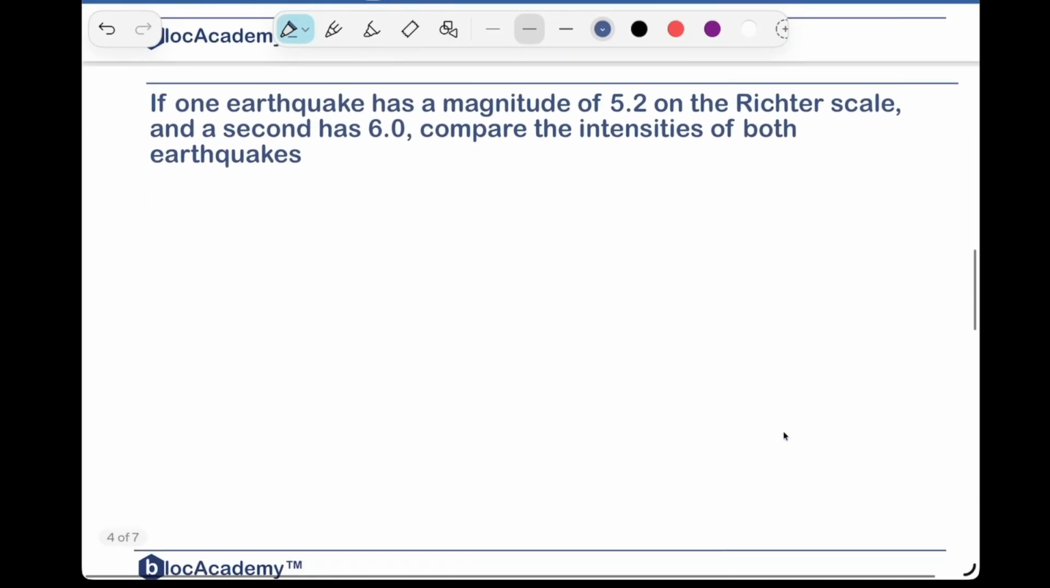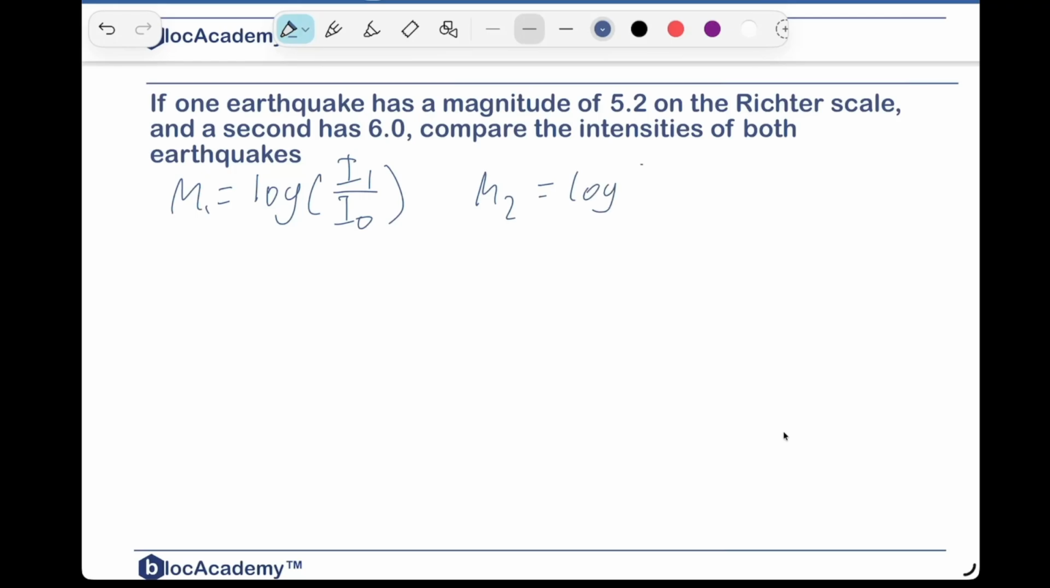Now let's look at this question. We're comparing the magnitude on the Richter scale. Magnitude can be defined as such: log of the intensity and our reference intensity. This reference intensity is a constant, but let's not worry about that. Let's write both magnitudes with their respective intensities and this reference intensity. When we write magnitude 2 minus m1, we're going to end up getting a really interesting situation.